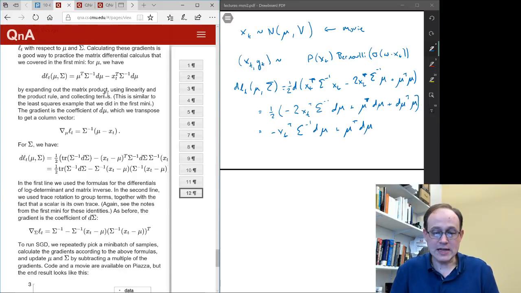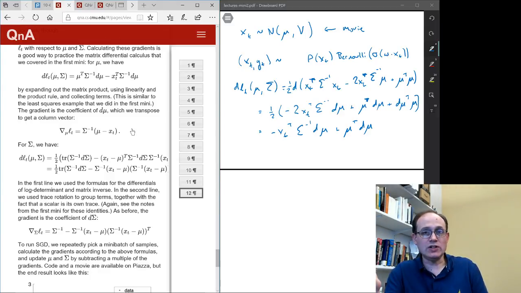And then the gradient, right, is the coefficient of d mu in this expression. So it's just transposing it to get a column vector. It's sigma inverse mu minus sigma inverse xt, which is this thing here.